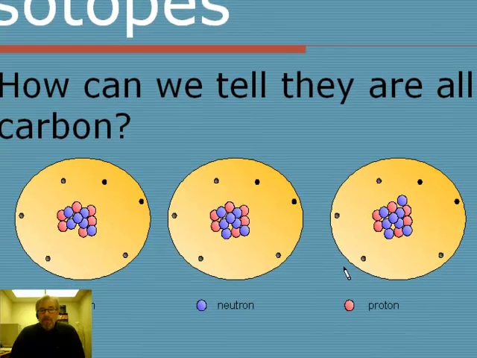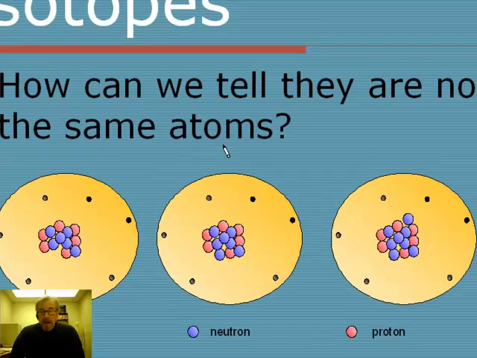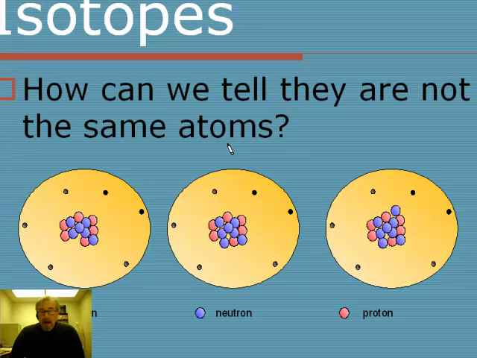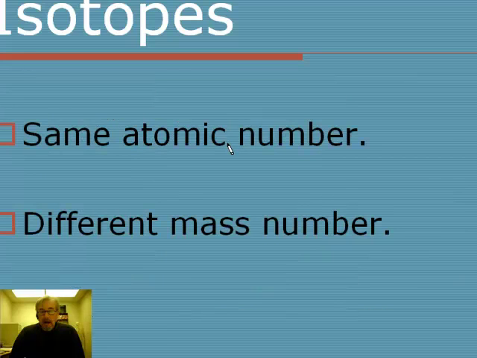How can we tell all of these were carbon? Because they all had 6 protons. How could we tell they're not exactly the same atoms? Because they all have different numbers of neutrons. So isotopes have the same atomic number and different mass numbers.